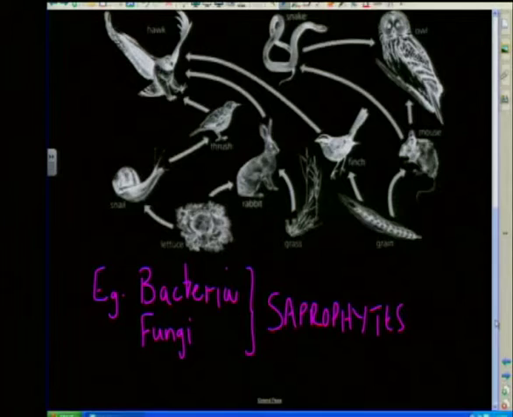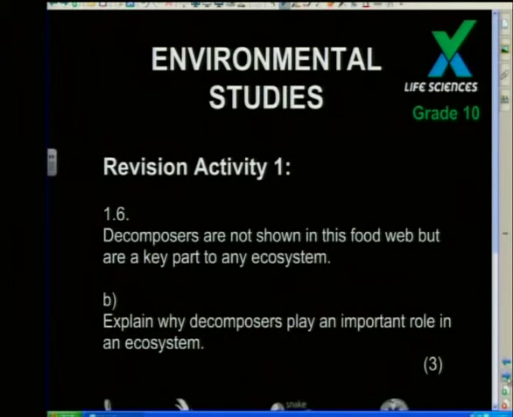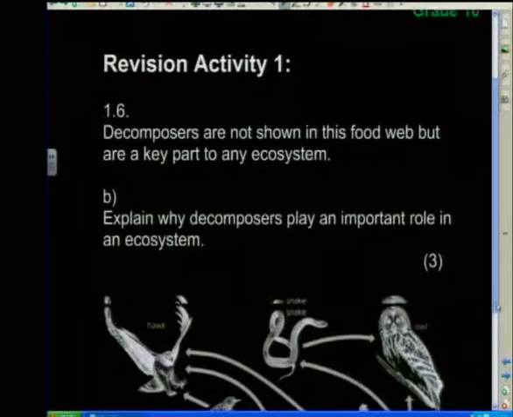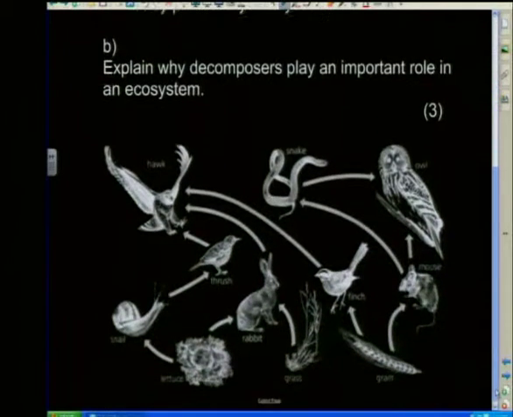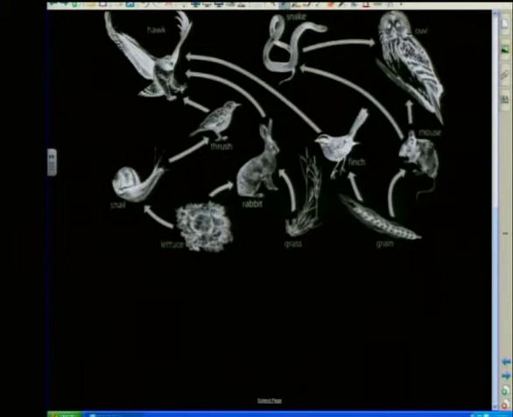So the question again: name 2 examples of decomposers in an ecosystem. Bacteria and fungi play a very important role in decomposition. Let's move on to the next question. Relating to decomposers: explain why decomposers play an important role in an ecosystem. Very nice question. It relates to what we've done already. Let's extend the page, guys.